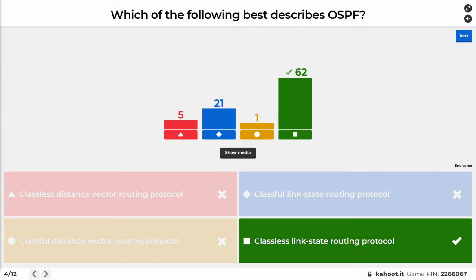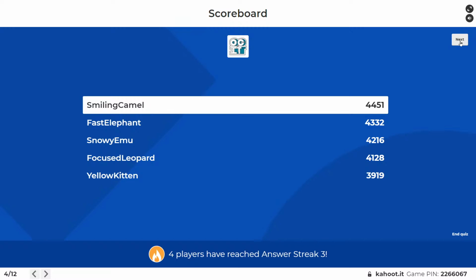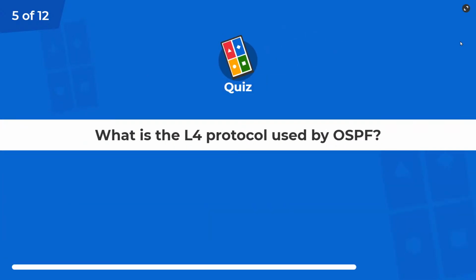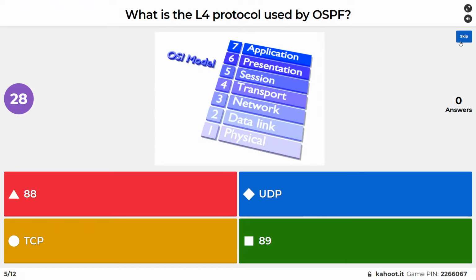Great job, everybody. Let's continue on. All right, smile. Oh, Snowy Emu has moved up to first place. Competition's on. Here's question 5. What is the layer 4 protocol that's used by OSPF?